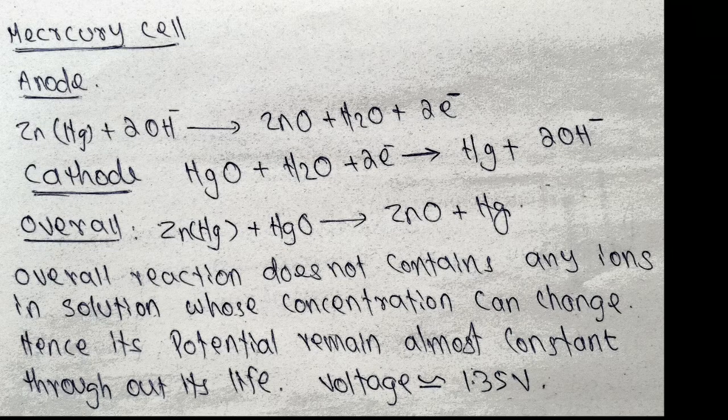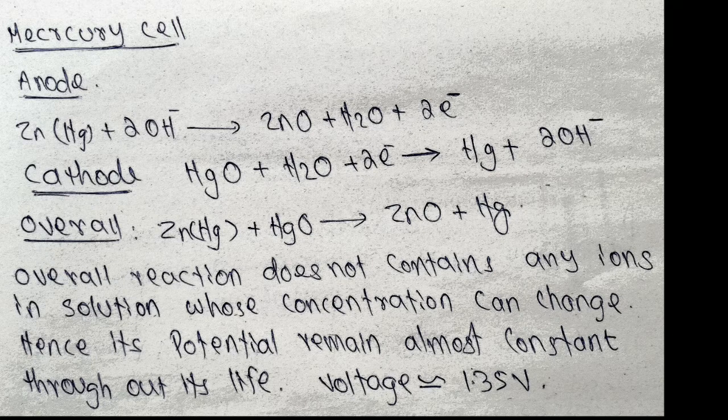Next we have to discuss the mercury cell. Mercury cell is also an example for a secondary battery. Here the different parts of the mercury cell: the anode is zinc amalgam, that is with mercury. The cathode is made of a paste of HgO and carbon, mercury oxide and carbon. The electrolyte is a paste of potassium hydroxide and zinc oxide.